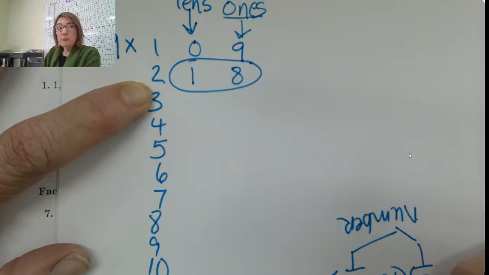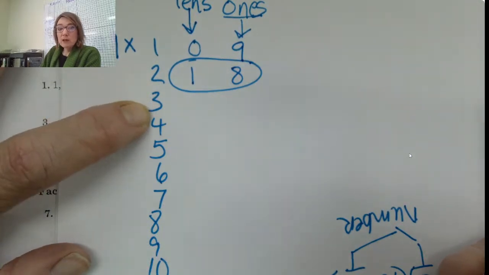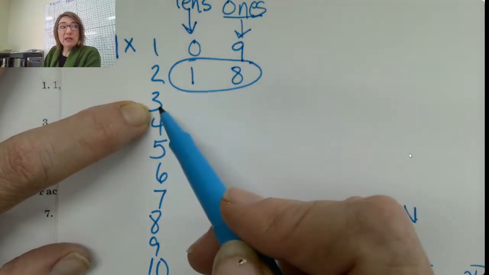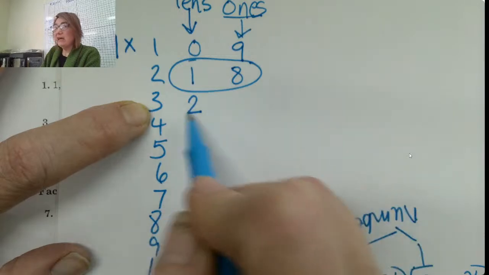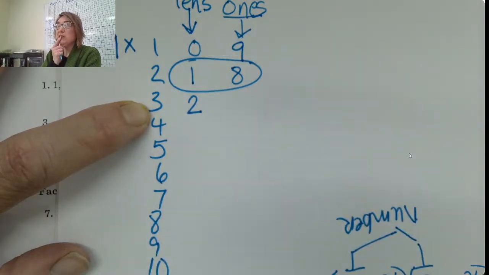Wait, so you just subtract 1 from every single number? So, right. So if we do 3 minus 1, that's 2. But then these two things have to, hey, y'all, I'm teaching. Y'all are being rude.